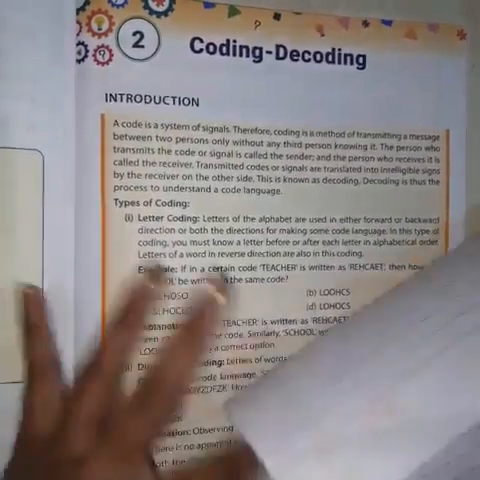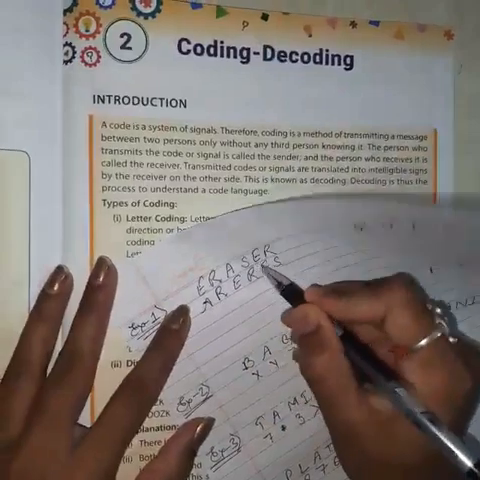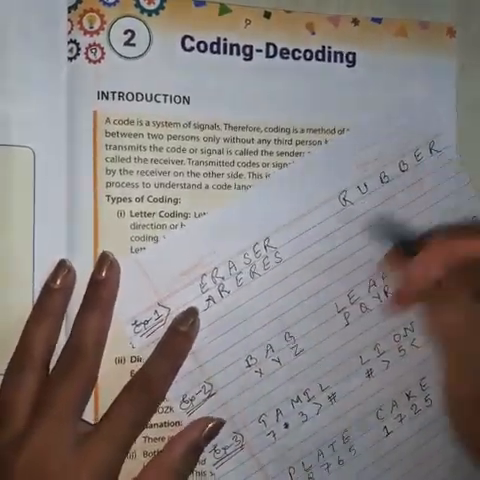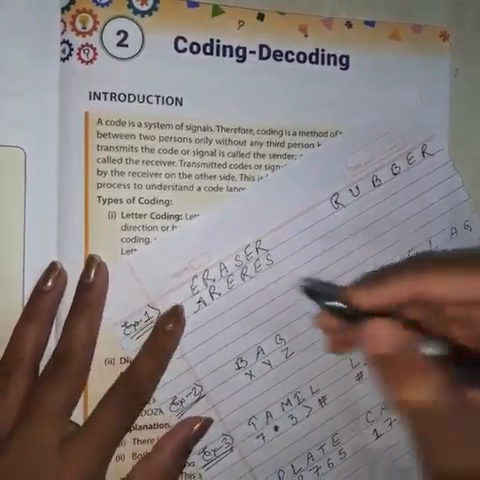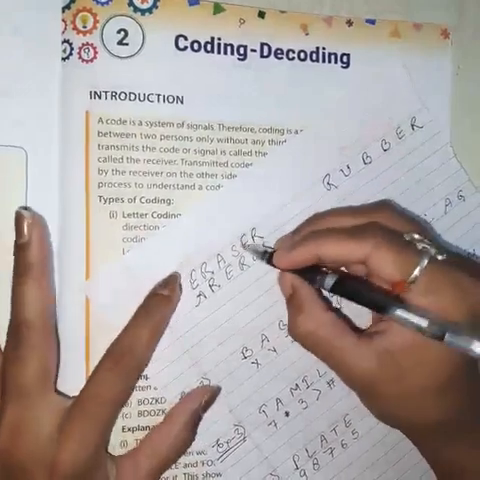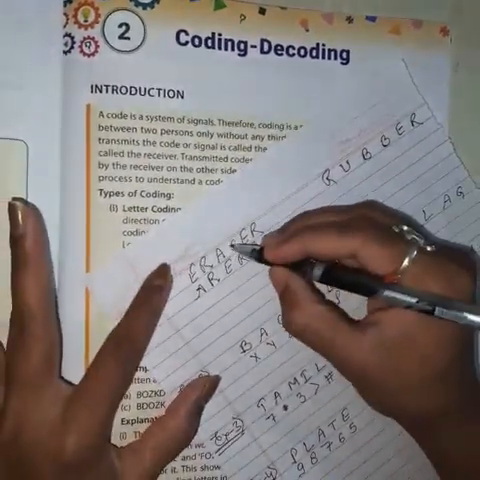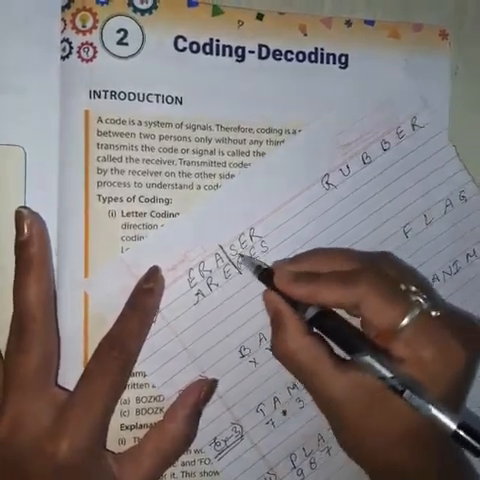Let's take an example related to letter coding. Eraser is encoded as rubber. So identify what is happening in this question. Listen. The word is divided into two equal parts. Three letters here, three letters here.